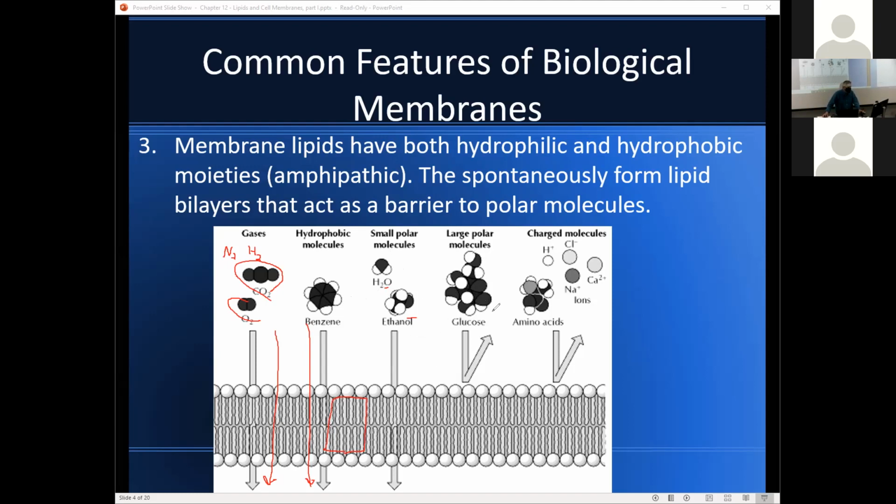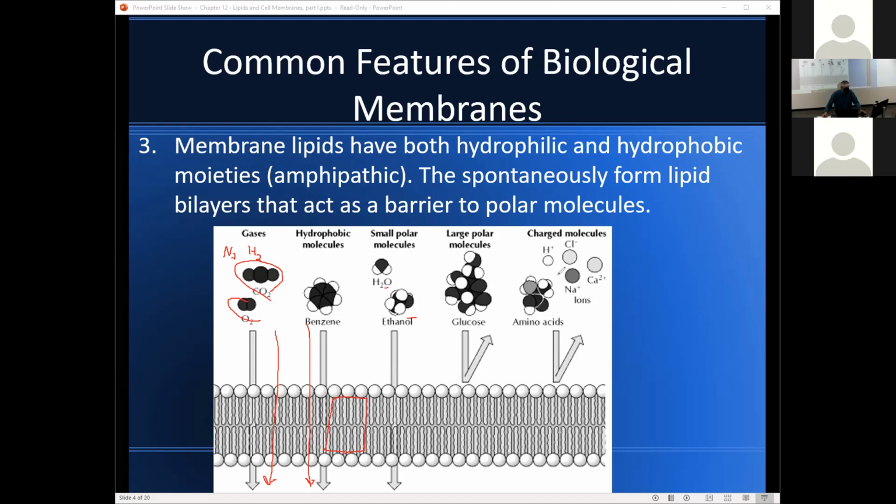If we look at large polar molecules, things like glucose, amino acids, nucleotides, these cannot cross the phospholipid bilayer by simple diffusion. Of course, these are nutrients we need to get into the cell. However, they need to go through a specific transport protein in the cell membrane in order to cross the cell membrane. Amino acids, which are zwitterions at biological pH, cannot cross.